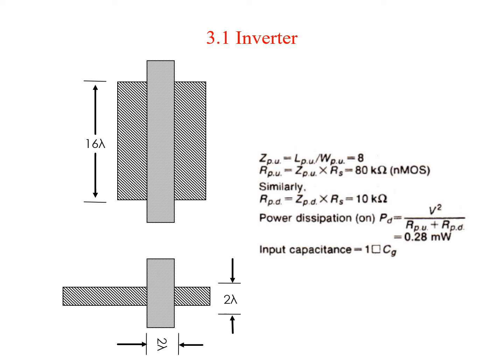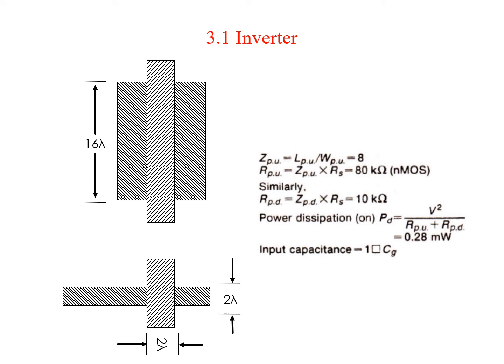The resistance with respect to the pull up is what? The impedance, that is the pull up impedance, into the sheet resistance. So if you assume that the sheet resistance is 10 kilo ohm, that means ZPU is 8 into 10, which is 80 kilo ohm. Similarly, we go for the pull down transistor. In the case of a pull down transistor, it will be 10 kilo ohm.